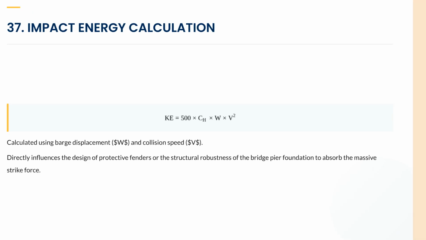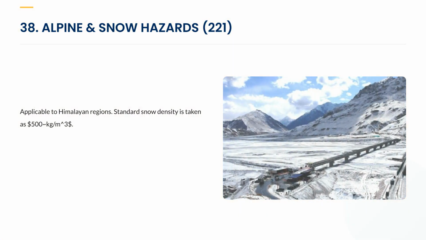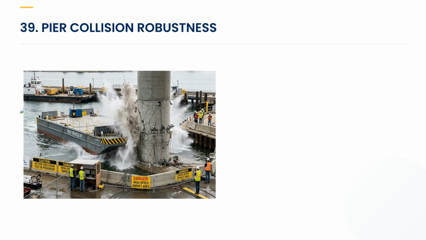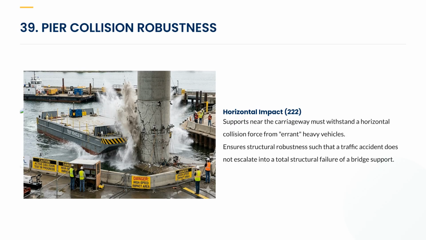the massive strike force. Alpine and snow hazards, 221, are applicable in Himalayan regions, using a standard snow density of 500 kg per cubic meter. The design must account for the sustained weight of snowpacks to prevent excessive deflection. Pier collision robustness addresses horizontal impact, 222. Supports near the carriageway must withstand a horizontal collision force from heavy vehicles, ensuring a traffic accident does not lead to total structural failure of a support.